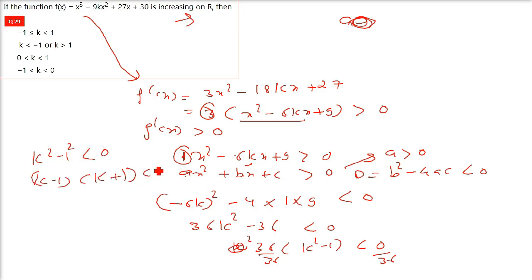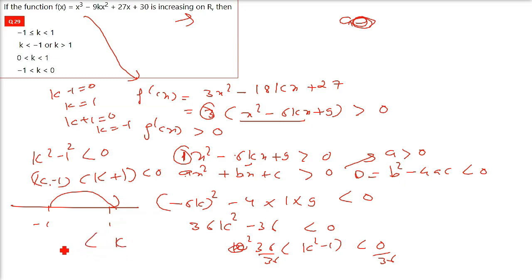And when you have two factors multiplied and it is less than 0, what do you do? I already told you in the beginning of this chapter. k minus 1 will be 0 when k is equal to 1. When k plus 1 is 0, k is equal to minus 1. So you have minus 1 and 1 here, and because it is less than 0, you take the values in between. Greater than 0 will give you something else. Less than 0 will give you something else. That is, it has to be between negative 1 and 1. You can write k between negative 1 and 1.